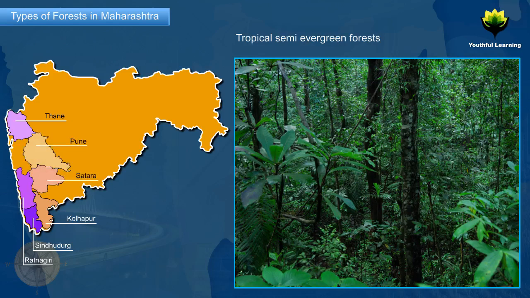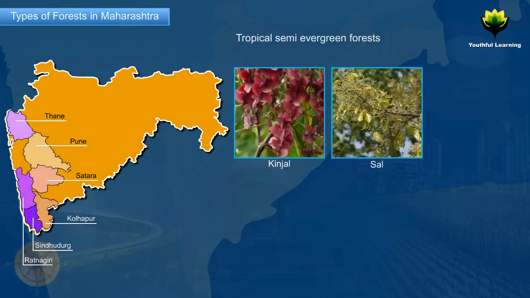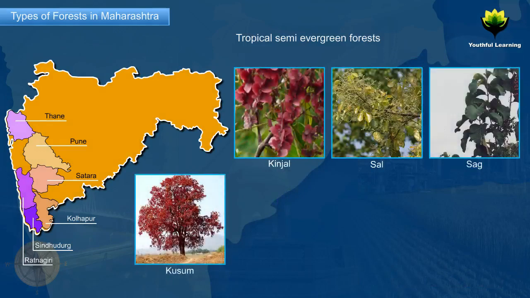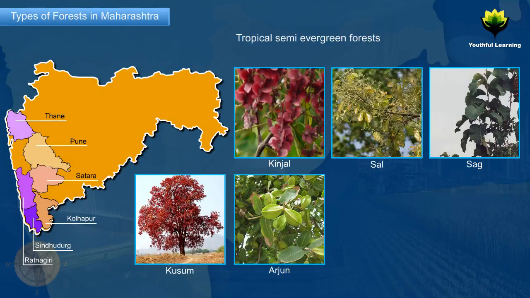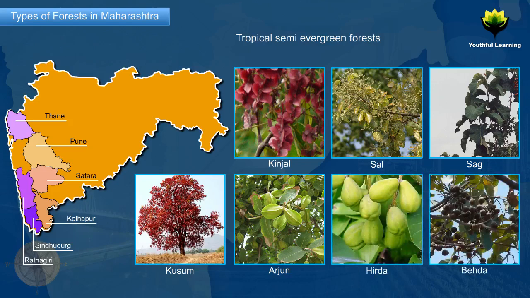Some of the trees found here are Kinjal, Sal, Sag, Kusum, Arjun, Hirda, Beda, etc.